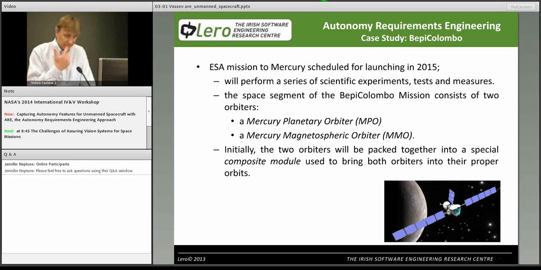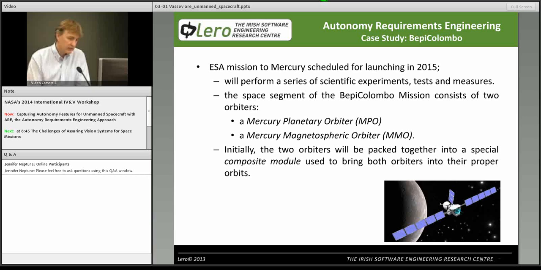So the case study. At the beginning I mentioned that in this project we needed a proof of concept case study, and our proof of concept case study was BepiColombo. BepiColombo is a mission expected to launch to Mercury in 2015. It's a joint project between the European Space Agency and JAXA.